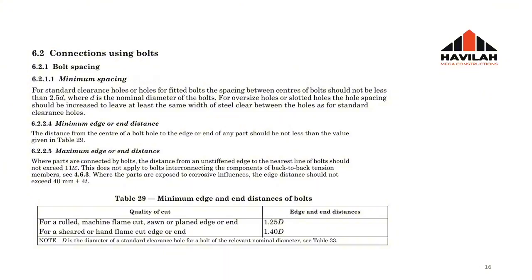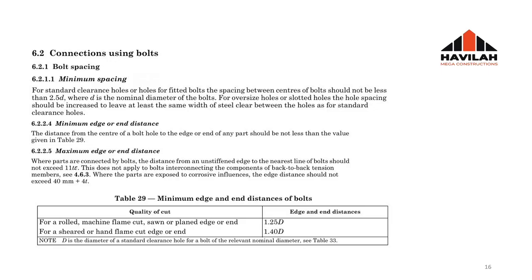So we have the maximum edge or end distance. Where parts are connected by bolts, the distance from an unstiffened edge to the nearest line of bolts should not exceed 11tε. This does not apply to bolts interconnecting the components of back-to-back tension members.